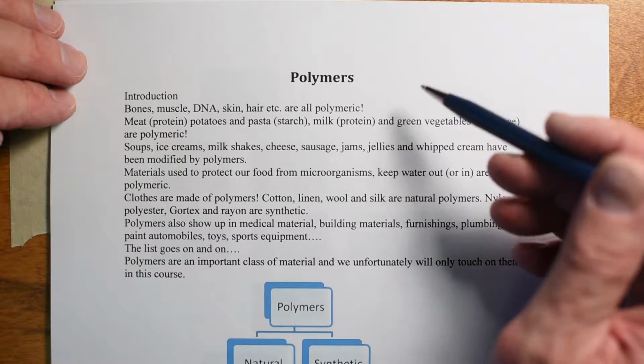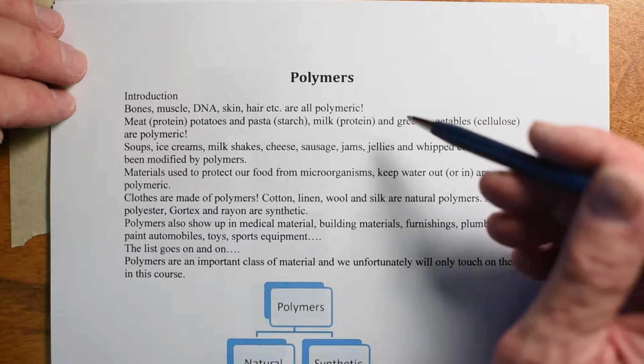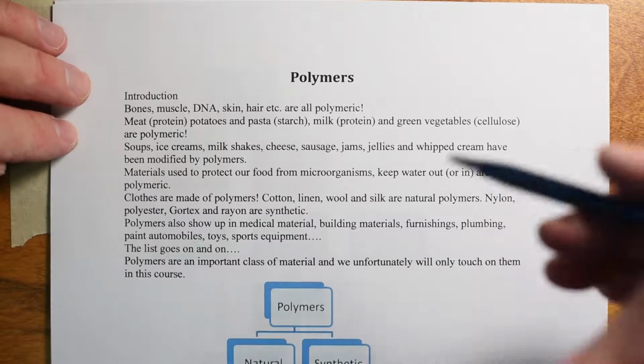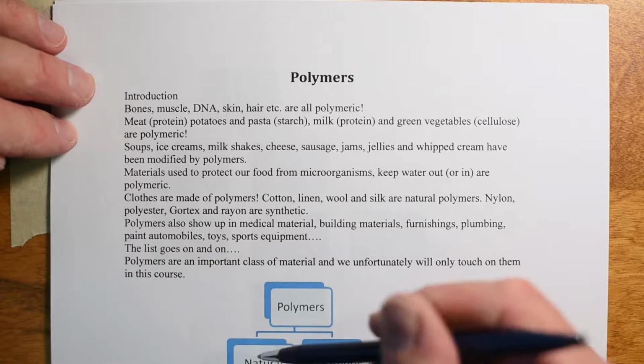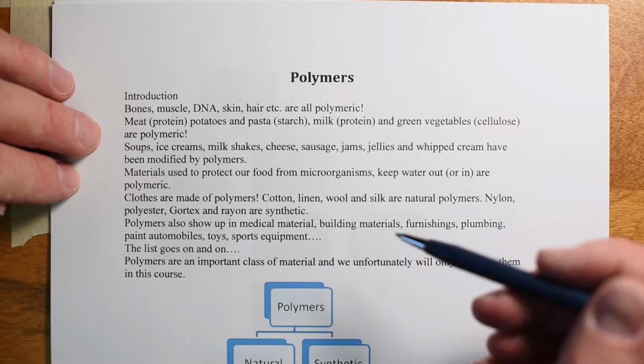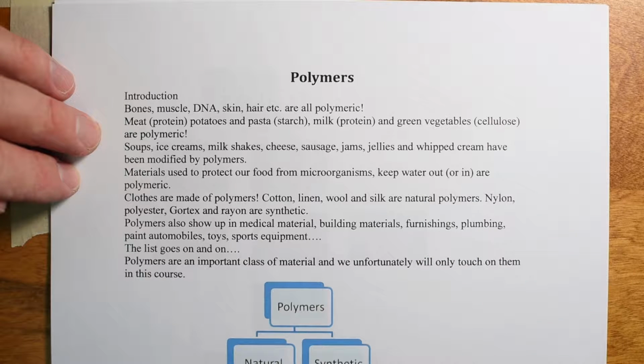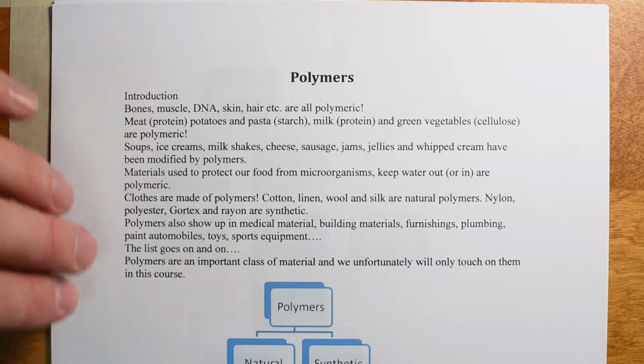So I'm just going to go through what it is that you would need to know just for the regular polymers section. So I've given you just a listing of things where polymers are used. There's lots of natural ones. They can be divided into natural and synthetic. But the IB is going to concentrate mainly on the synthetic polymers.